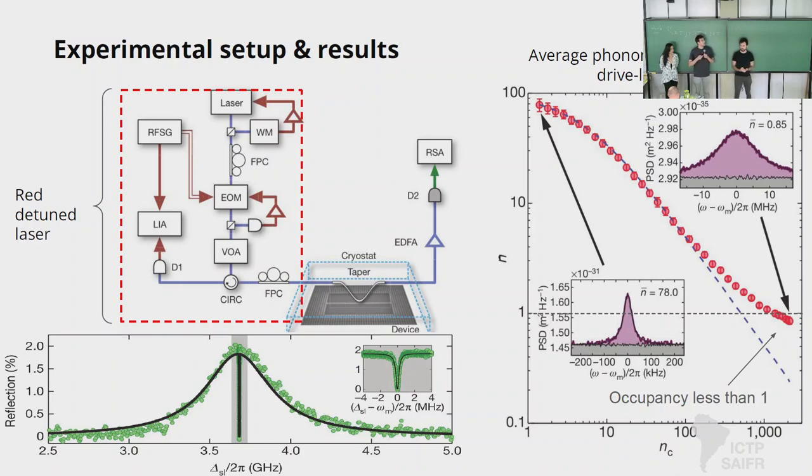And the most important result is that the average phonon occupancy is lower than one, indicating that the device has reached its quantum ground state. So the actual occupancy was 0.85 phonons. You can't really see it here, but it says average phonon number versus cooling drive laser power. The unit of the x-axis doesn't really matter. What's most important is the unit of the y-axis, which indicates that it's lower than one phonon.